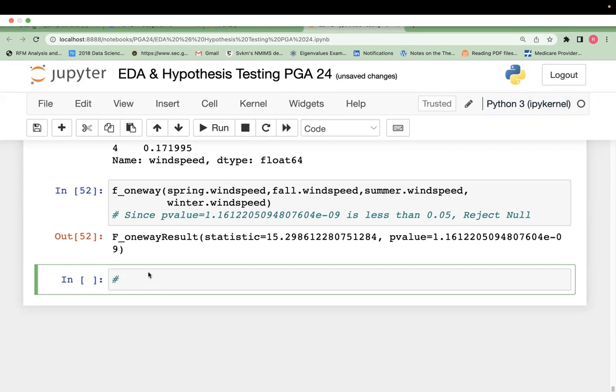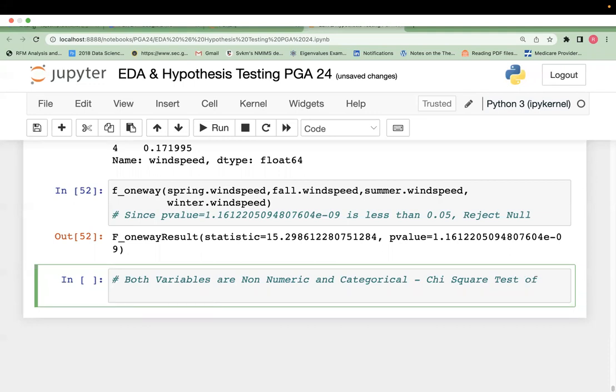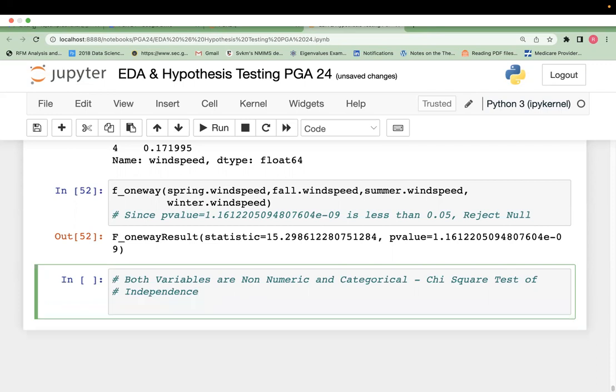When both variables are non-numeric and categorical. Till now we have done one numeric and one categorical. In this case, both variables are non-numeric and categorical. We have to use the chi-square test of independence.